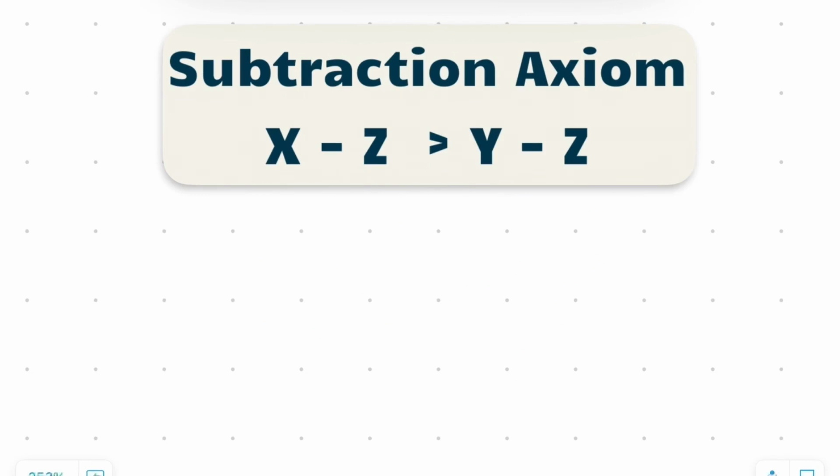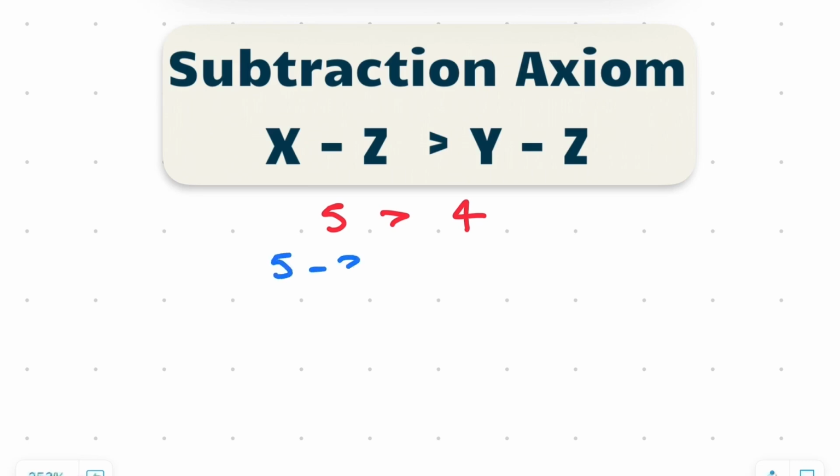Next, we have the subtraction axiom. And this is similar to the addition axiom in many ways. Let's say I have the inequality 5 is greater than 4. How can we demonstrate the subtraction axiom? Well, if I subtract a value from both sides, then the left side should end up greater than the right side. So let's say that value is 3.